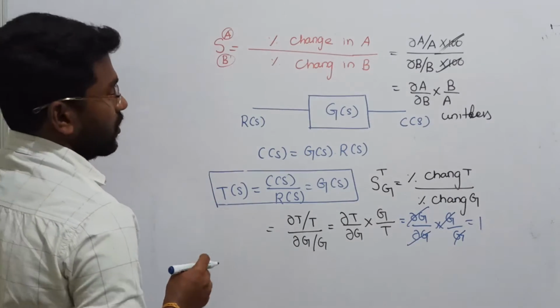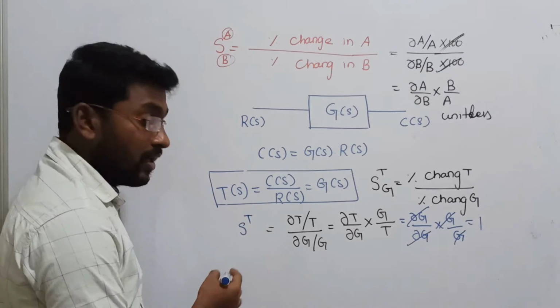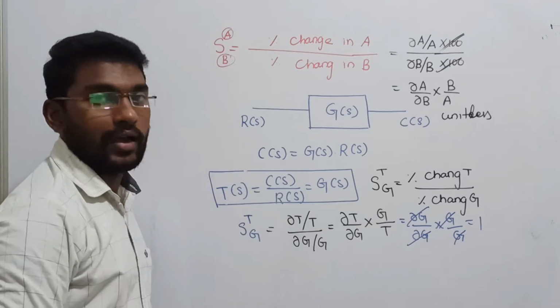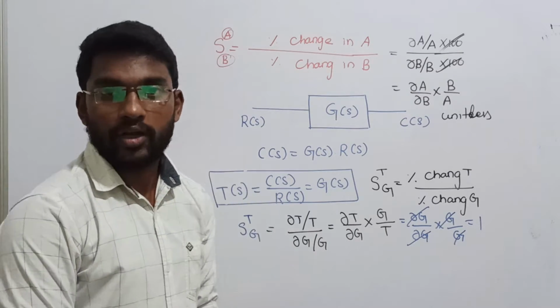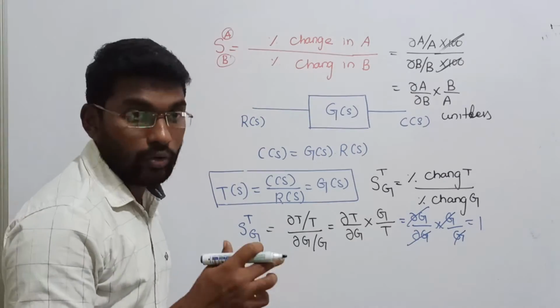So the conclusion is, the percentage change, the sensitivity of your overall transfer function with respect to the forward path gain, is going to be 1. Are you getting me? So what it means here, you have to understand, right?